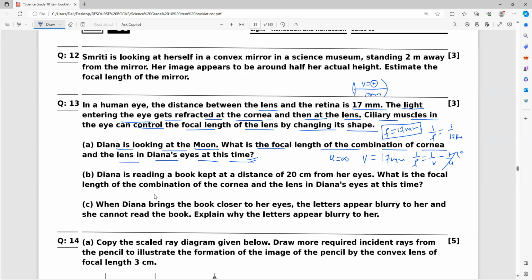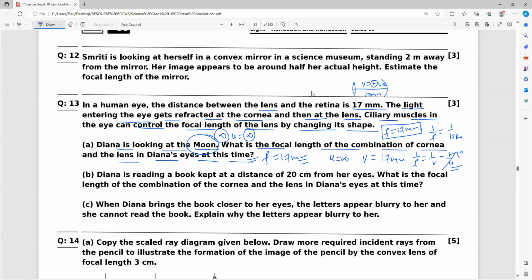So f is how much? 17 mm. Understand? Solve, everybody. Diana is looking at the moon. Moon means it is at what distance? Far distance, so the object is at infinity. Object at infinity means 1 by infinity is equal to what? 0. The image distance is behind the lens, so it is positive. So the focal length is 17 mm.